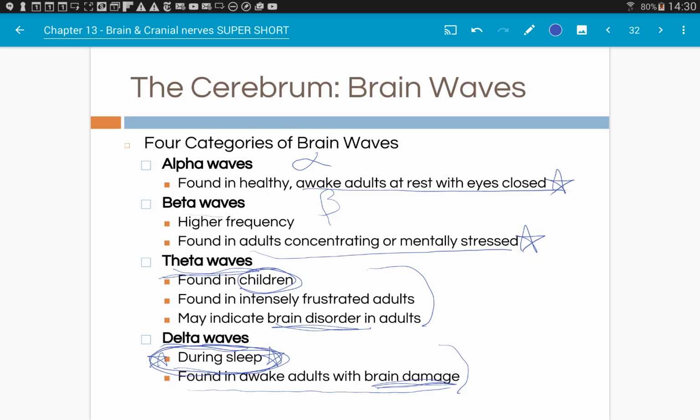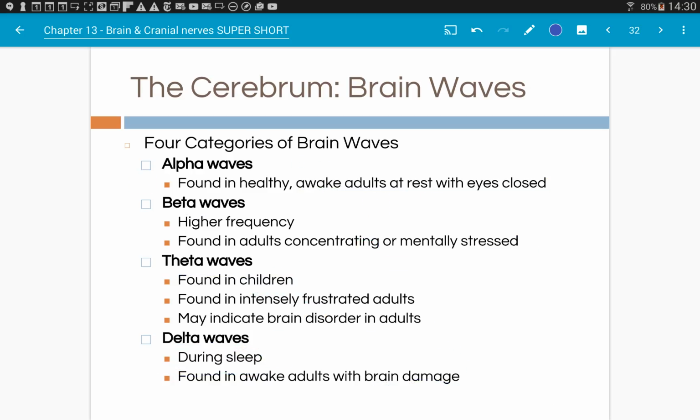Okay, let me erase these things. Now, talking about different brain waves. Okay, nobody's asleep right now, but they're close. Okay, four categories. Alpha.